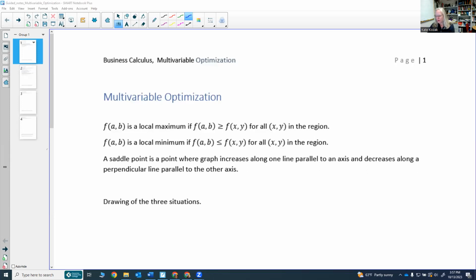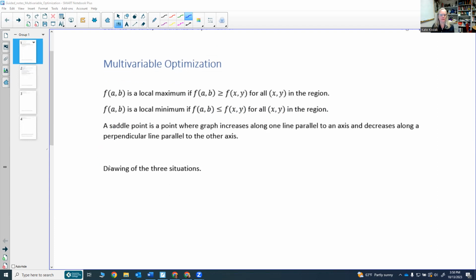This video will show you how to do multivariable optimization. So first off, f(a,b) is a local maximum if f(a,b) is greater than or equal to f(x,y) for all (x,y) in the region. And f(a,b) is a local minimum if f(a,b) is less than or equal to f(x,y) for all (x,y) in the region. A saddle point is a point where the graph increases along one line parallel to an axis and decreases along a perpendicular line parallel to the other axis.